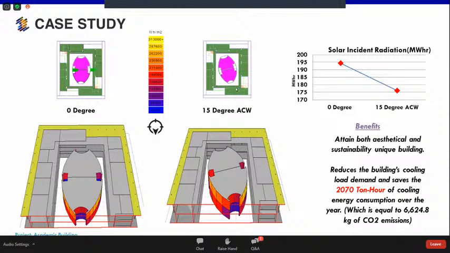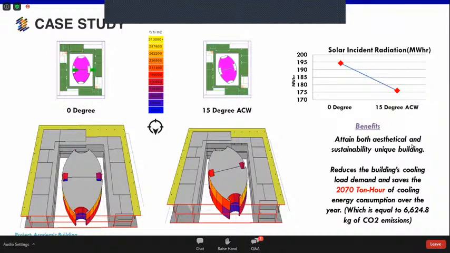With the help of this, we can understand that changing the orientation requires zero capital, but the benefit is unlimited. Achieving some 10 megawatt-hours a year would be sustained throughout the building's lifetime. Because of changing the orientation of the central block, you can attain both an aesthetically and sustainably unique building. With this, we will be achieving around 2070 ton-hours of cooling energy savings over a year, which is equivalent to 6 tons of CO2 emission.